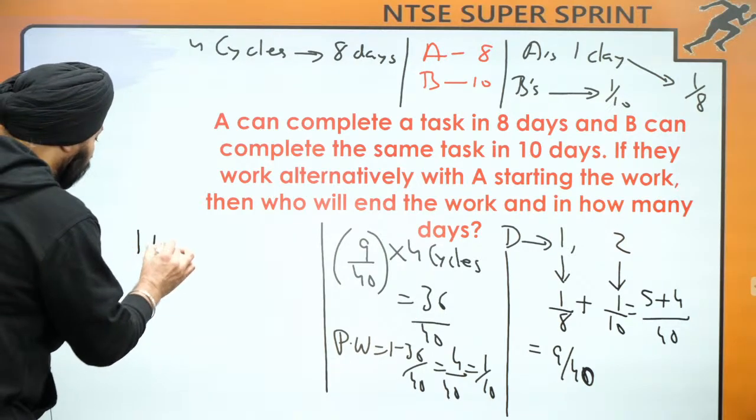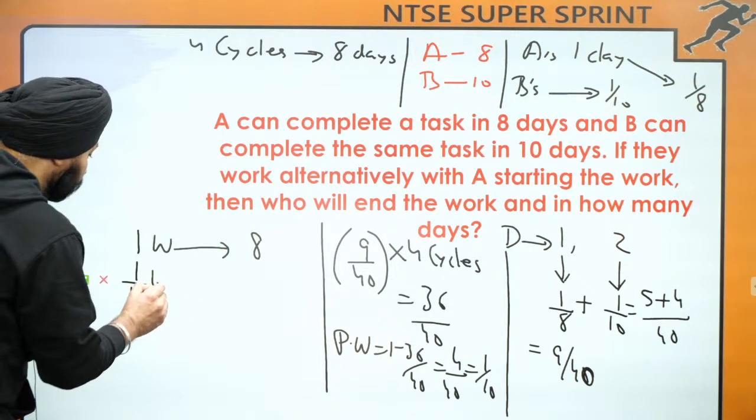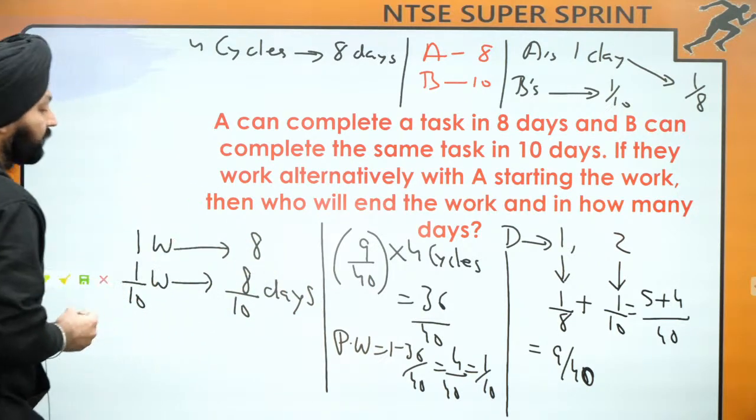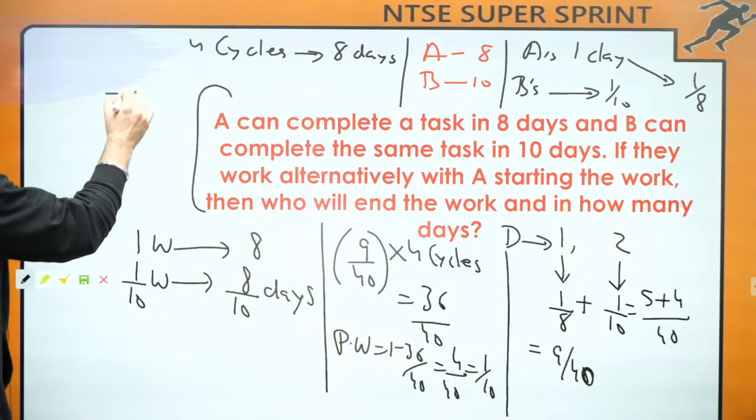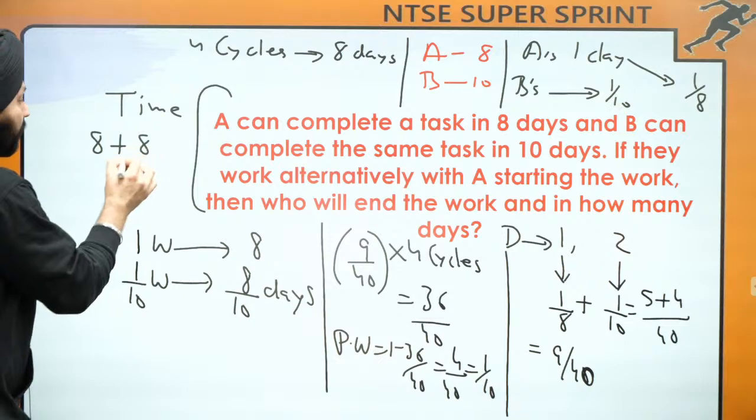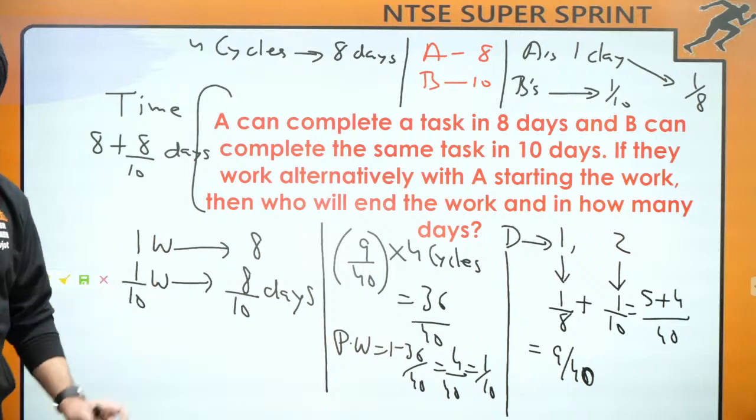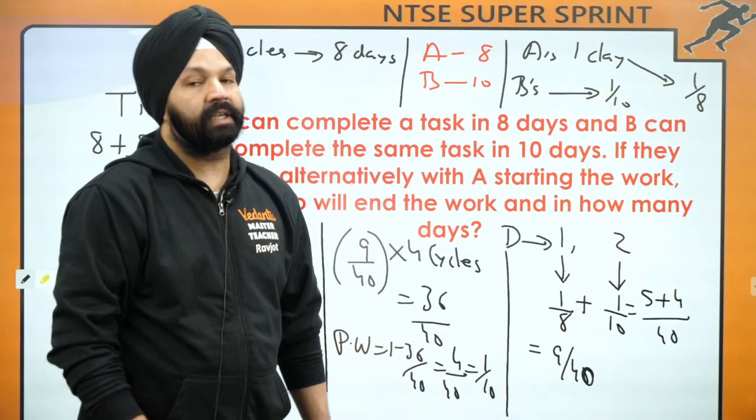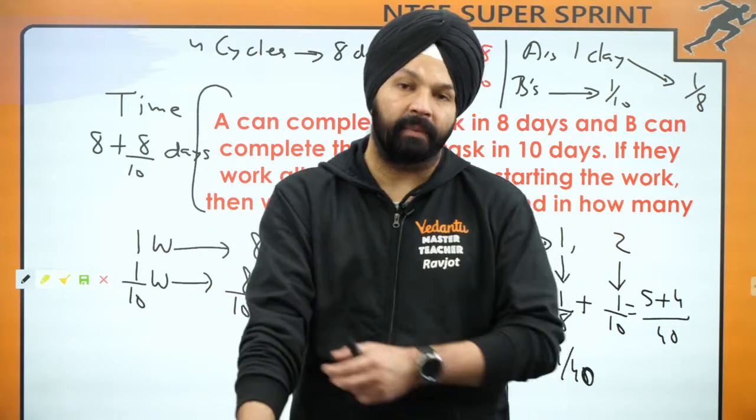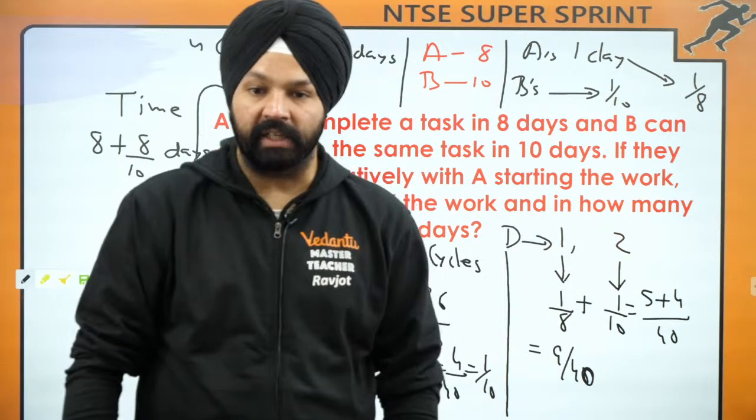So what we will say? For one work, A requires 8 days. So for 1/10 of the work, A requires 8/10 days. So what is the total time? It is 8 days plus 8/10 days. अब आप चाहें तो इसको थोड़ा सा सॉल्व कर सकते हैं. 10 8 80, it will be 88/10, that is 8.8 days. 8.8 days means 8 days पूरे और 0.8 days और लगेंगे. आप चाहे तो उसको आवर्स में चेंज कर सकते हैं, डे को 24 में बना के. Right, I hope that is clear.